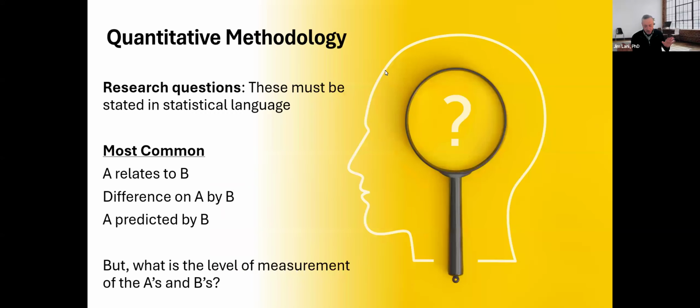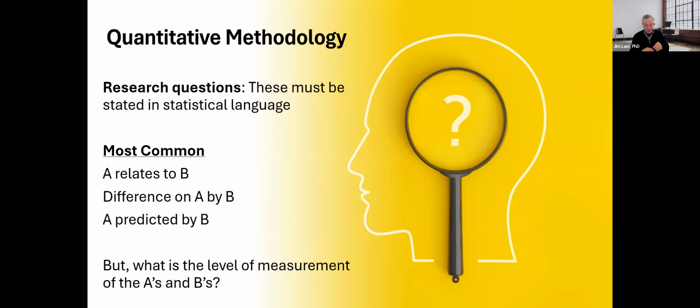Statistical language. So, most common, A relates to B. Are there differences on A by B? Is A predicted by B? So let's just keep this SES and program satisfaction, okay? Under the relating thing, I can say, does SES relate to program satisfaction? Does your socioeconomic status relate to program satisfaction? It's possible. We're going to test it, okay?